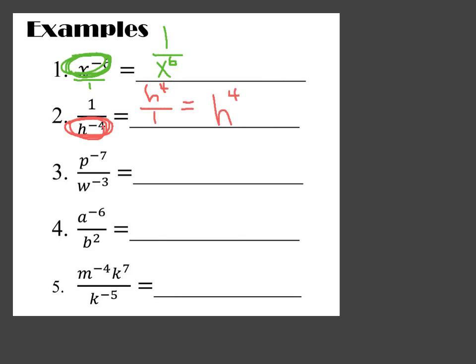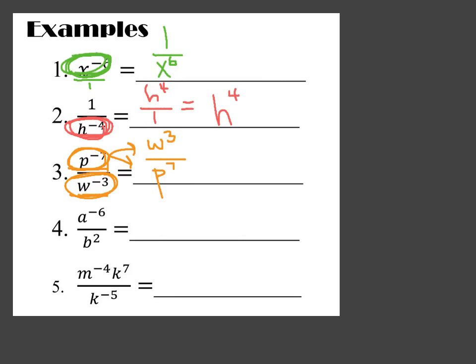When I look at number 3, I have 2 negative exponents going on. I have a p to the negative 7, and I have a w to the negative 3. Well, I'm going to have to move both of those. The p, which was on top, is now going to go to the bottom, so that I can make it positive. The w that was on the bottom is now going to go up to the top so that I can make it positive as well. Now that I have all positive exponents, I am all the way simplified.